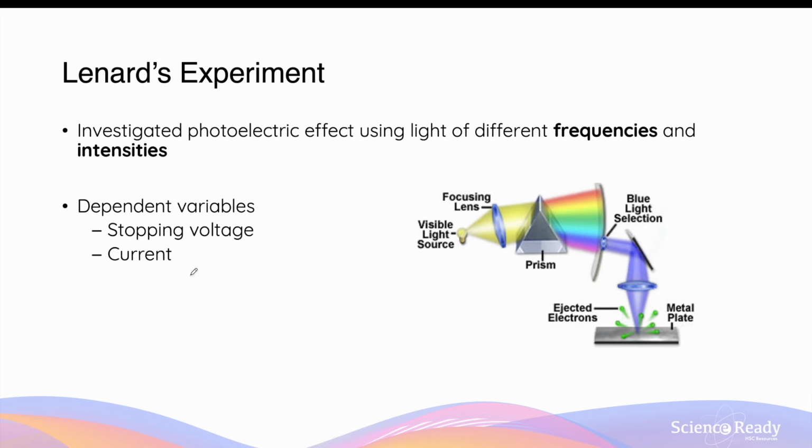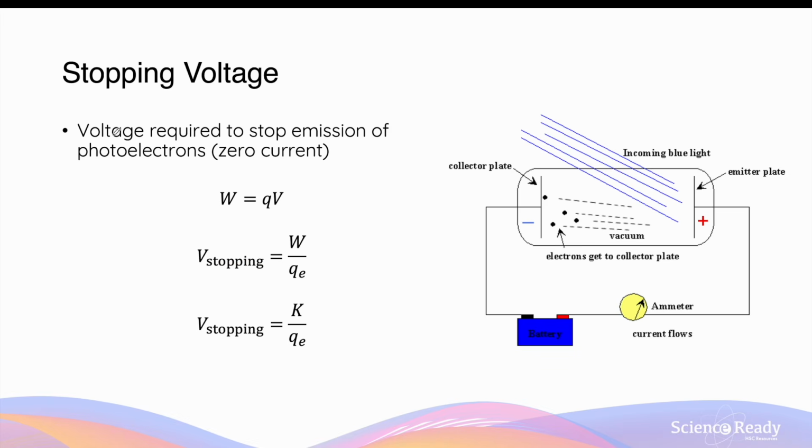Lenard investigated the photoelectric effect by using light of different frequencies and intensities in an attempt to confirm the hypotheses and predictions made by the wave model of light. In Lenard's experiment, there were two dependent variables that he measured. These were the stopping voltage and the current. We'll talk about these variables individually. The stopping voltage is the voltage required to stop the emission of photoelectrons.